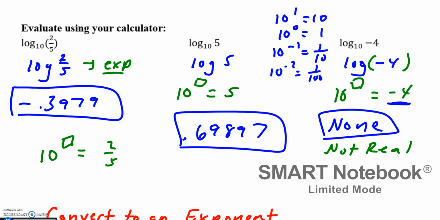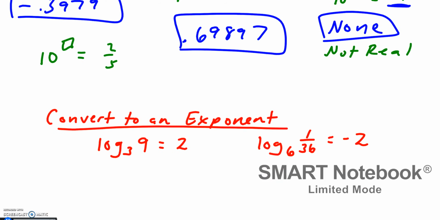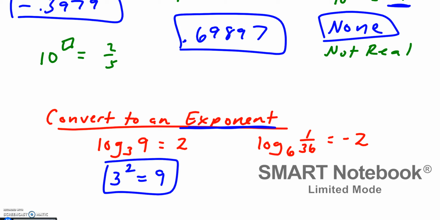So a thought I'd like to leave you with before we end the video here is two examples converting the other direction. If I give you a logarithm, we can change this to exponential form. The base of this logarithm is 3, the exponent is 2, and it equals 9. So this would be the answer written as an exponent. In the next example, the base is 6, it's equal to the exponent of -2, and that equals 1 over 36.